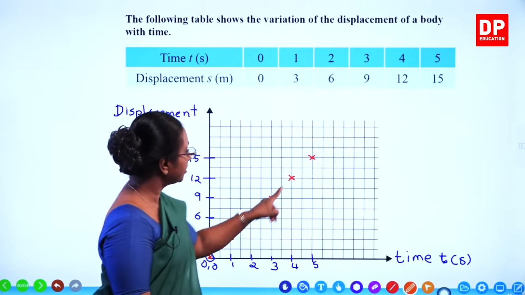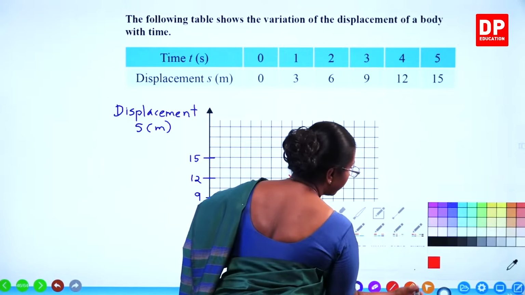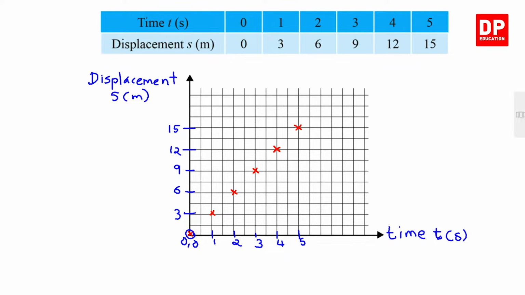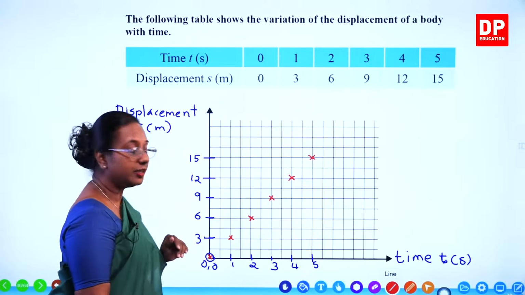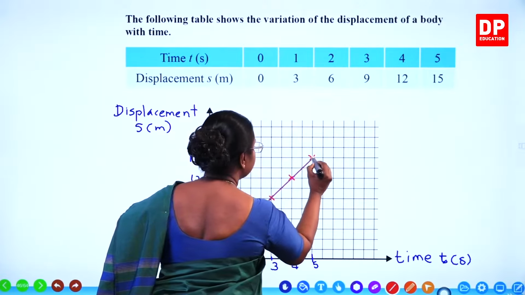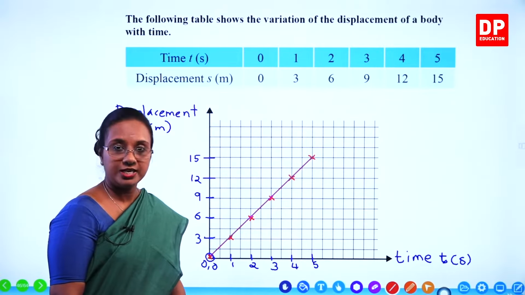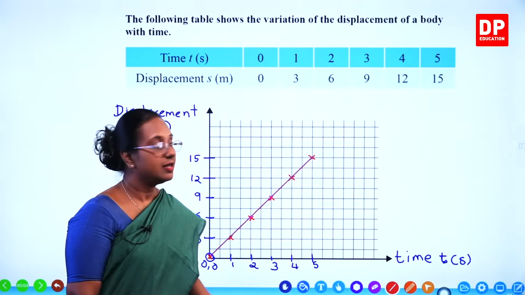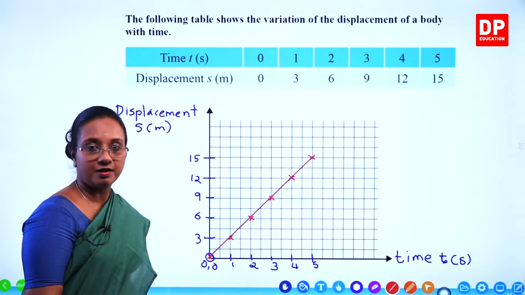So now we have marked all the coordinates in the graph. Then we plot the graph. So here you just connect all the points. Starting from the 0, 0 point, we connect all the coordinates. So from here, you will get a straight line going up to the 15, 5 coordinate. So 15 meters at the end of 5 seconds. This is how we plot a displacement time graph.